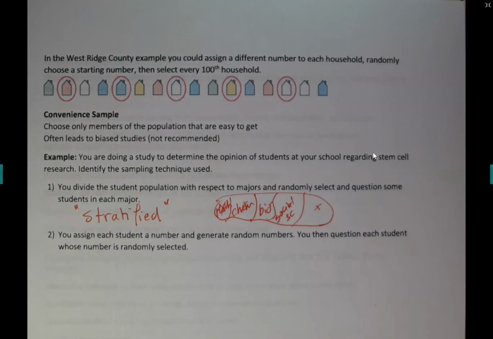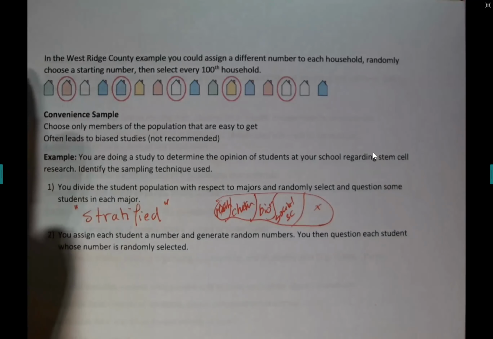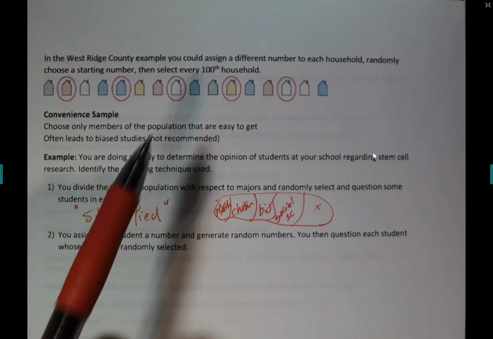You assign each student, be careful here, don't rush into the answer. You assign each student a number and generate random numbers. You then question each student whose number is randomly selected. Simple random? Yes. Why did I say don't rush? Because I don't want students to say systematic. Systematic is when you pick every fourth or every fifth. Here, there is no system.